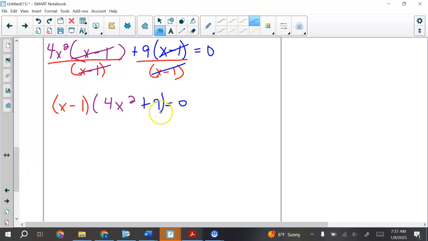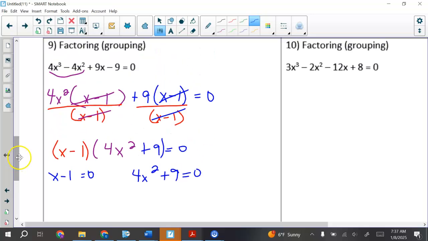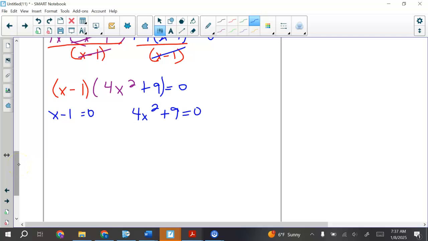All right, oops. So now, again, if that were a minus 9, we could break it down further. Since it's a plus 9, we can't do that. So we're just going to now set each of our factors equal to 0. Now, something to notice on this one is our highest exponent, our degree there was 3. That means we should be getting 3 answers. So you can double check that.